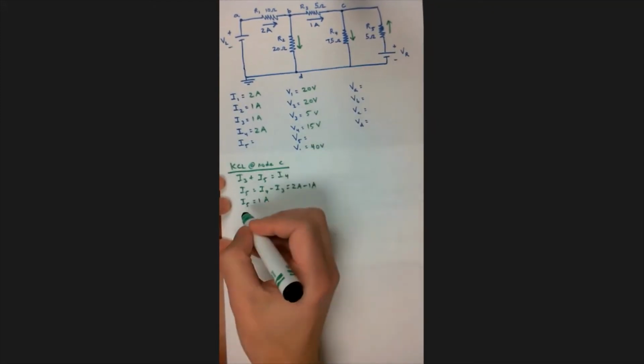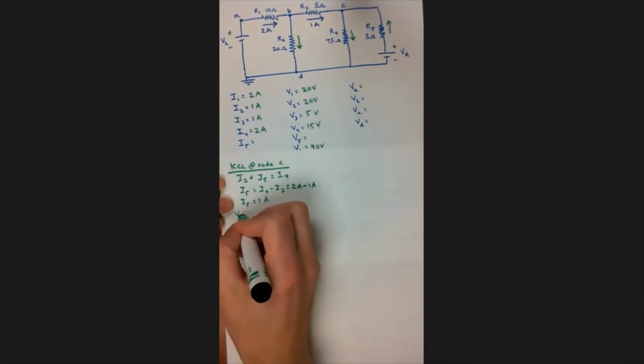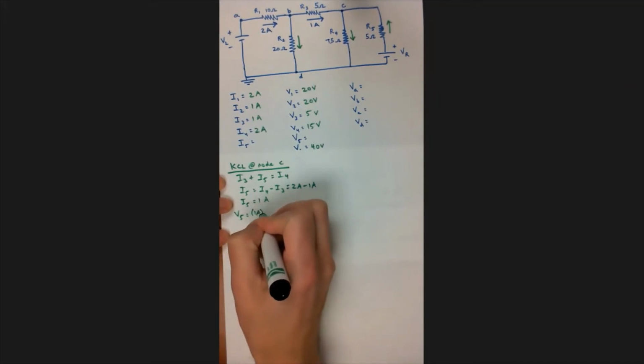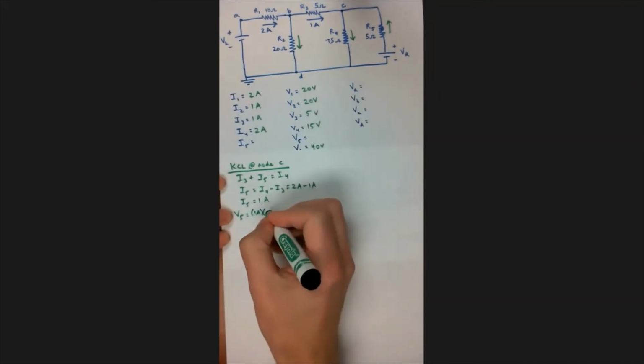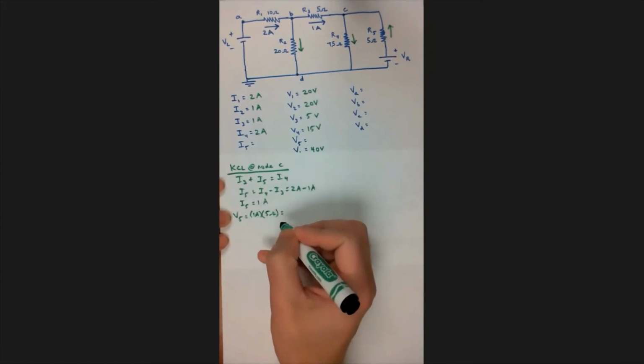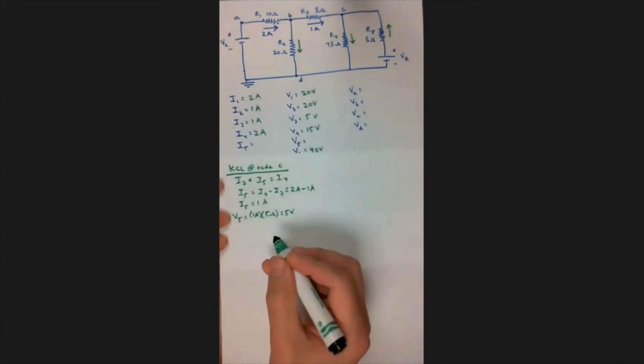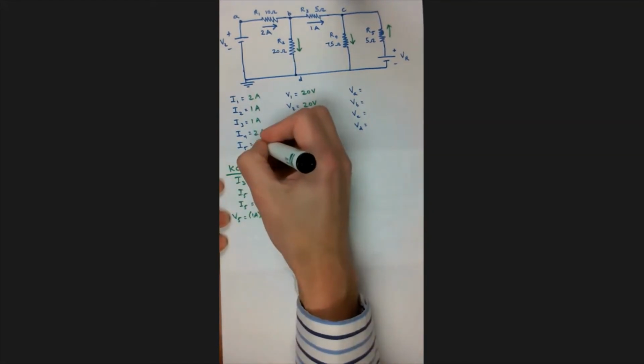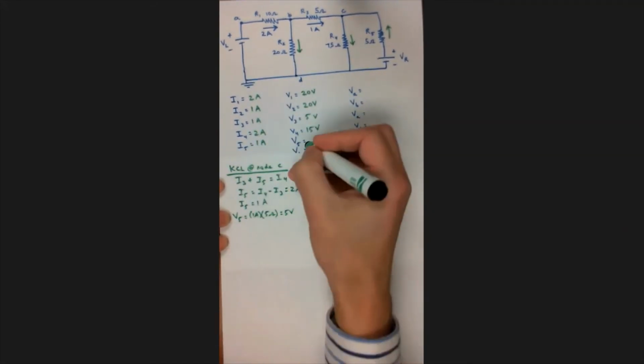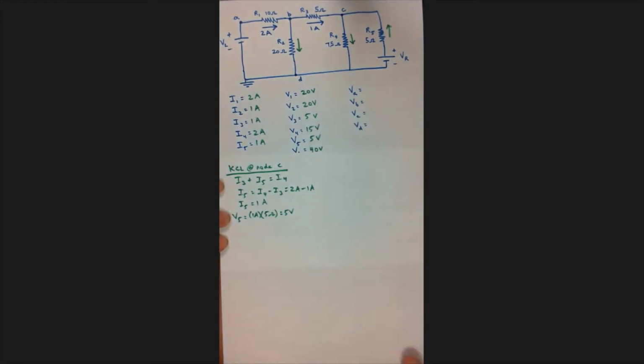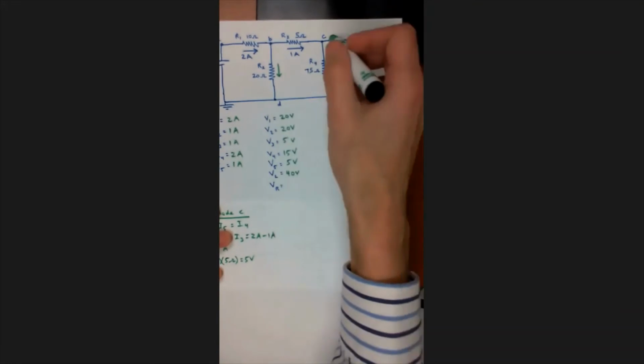And I know R5, I know I5, so I can get V5 equals I5 times R5. It was 5 ohms, and that gives me 5 volts. So I5 is 1 amp, V5 is 5 volts, and the only component left is V sub R. So now there's a bunch of different loops I could use. I could use this one, or this one, or the full outer perimeter. I'm going to try to keep it easy. I'm going to use the right loop.